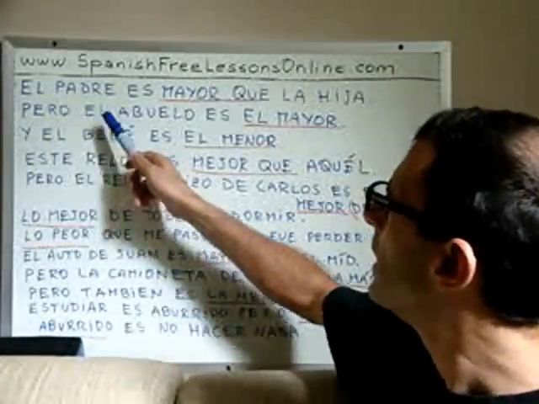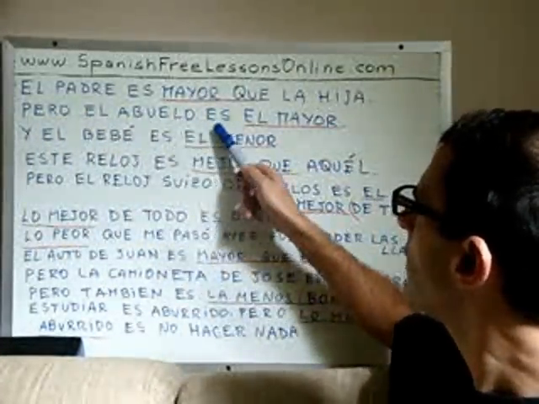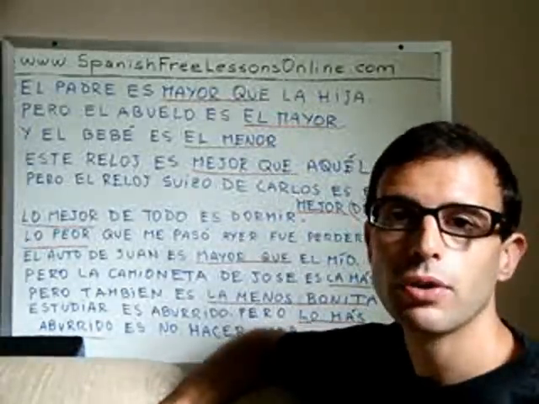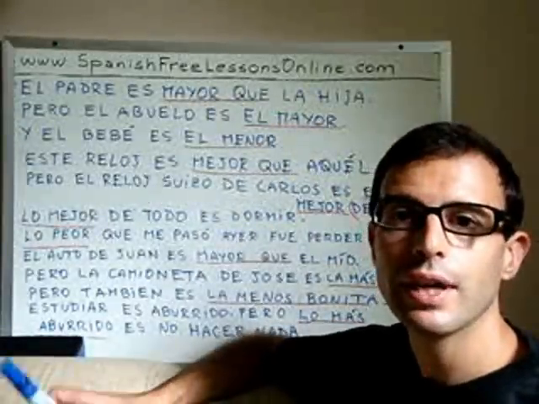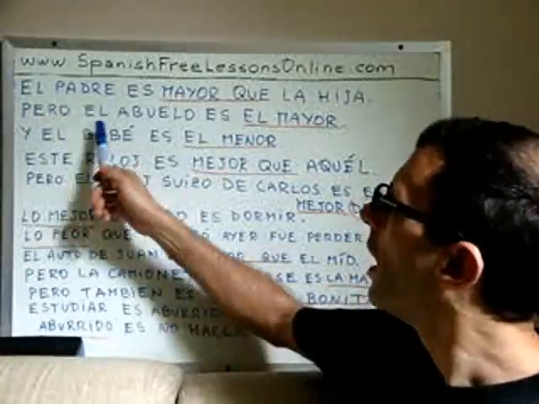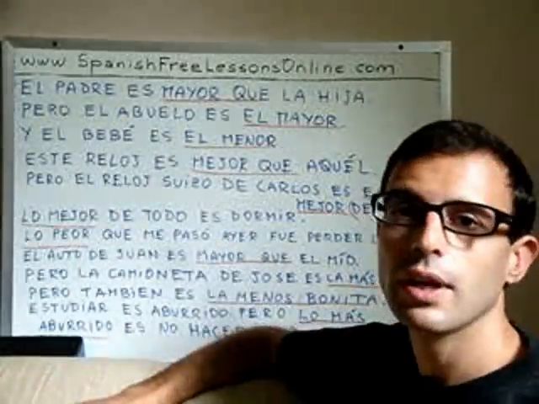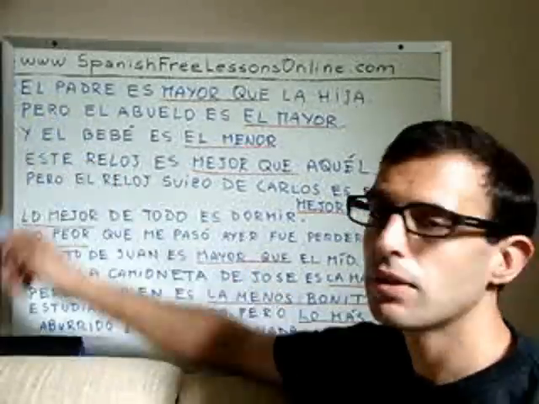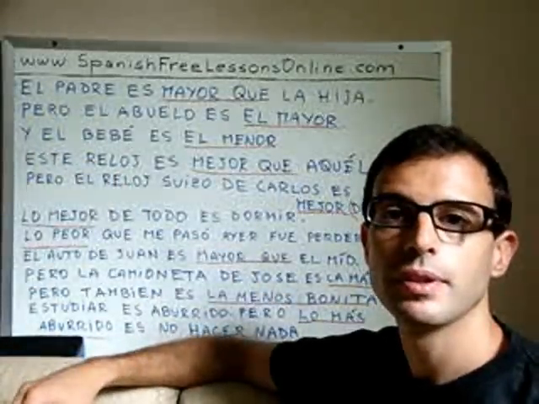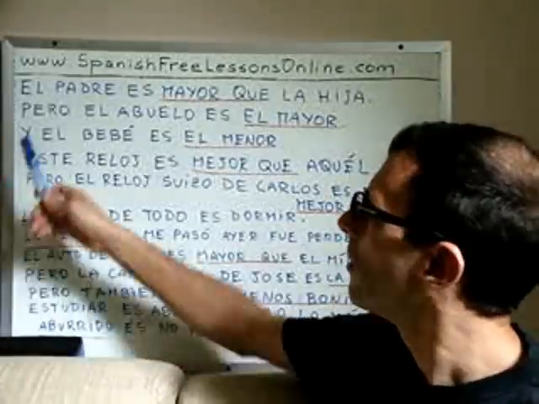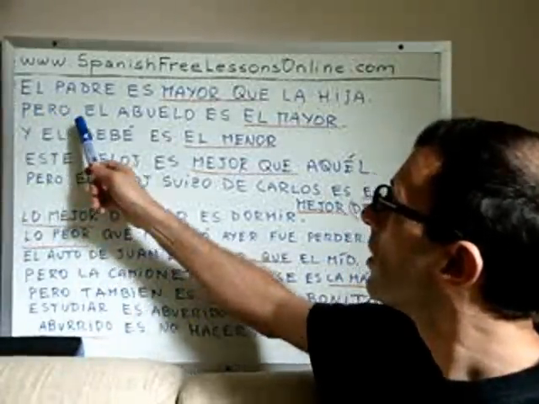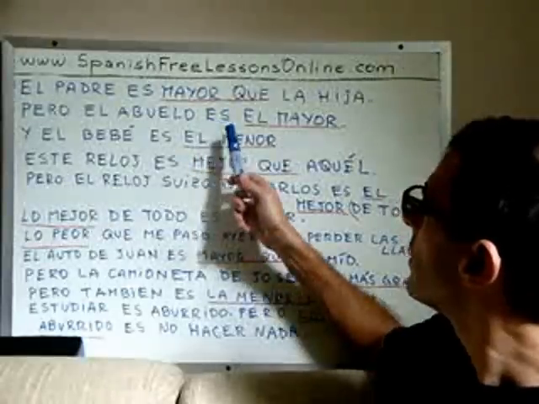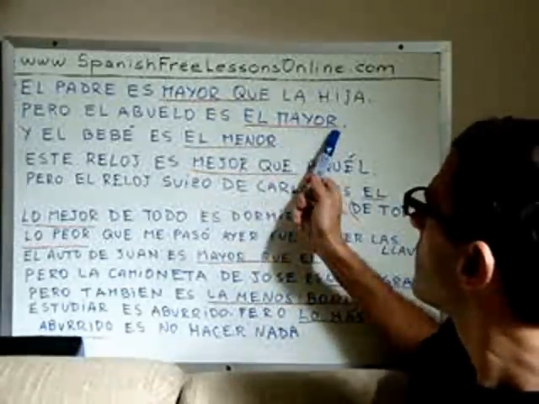Pero el abuelo es el mayor. Abuelo means grandfather. Pero means but. Okay? So this would be, but the grandfather is the eldest.